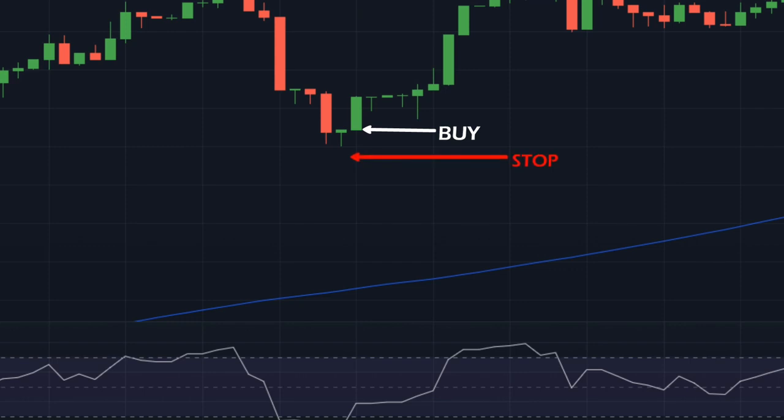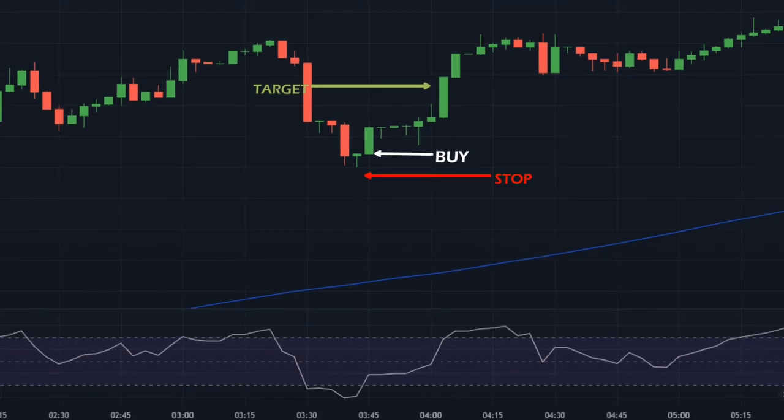You can set the stop loss just below the low of the previous candle, and our take profit would be 2 times greater than the stop loss.